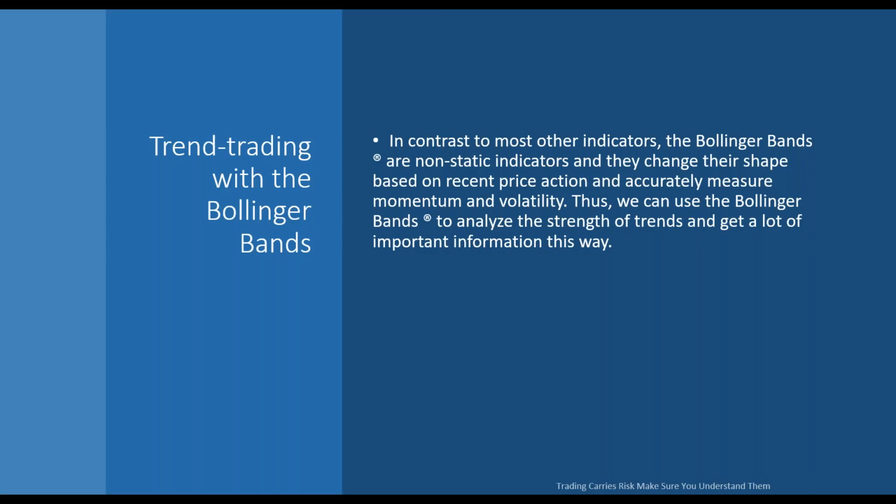So now, in contrast to other indicators, the Bollinger Bands are non-static indicators, and they change their shape based on the most recent price action and accurately measure momentum and volatility. Thus, we can use Bollinger Bands to analyze the strength of the trend.